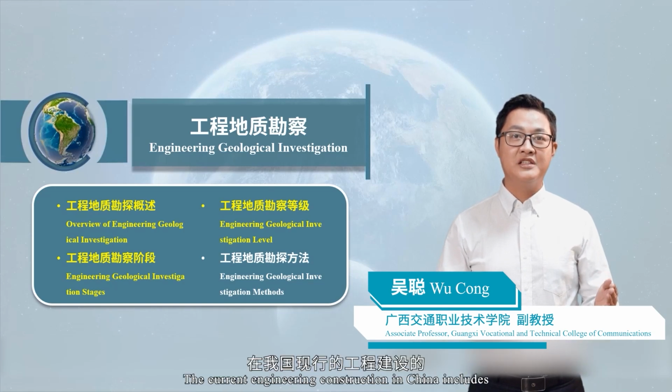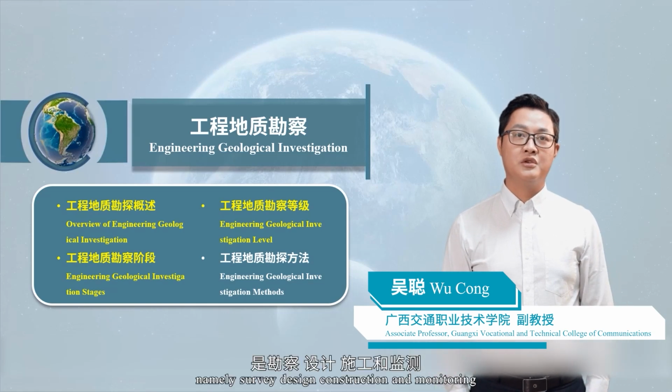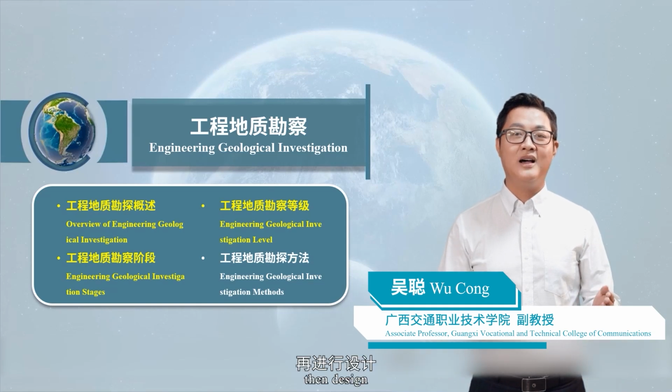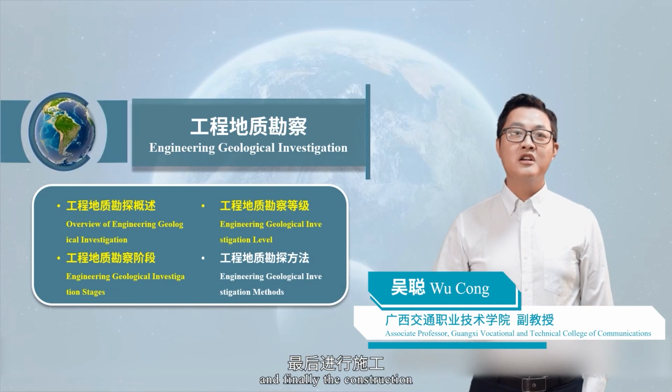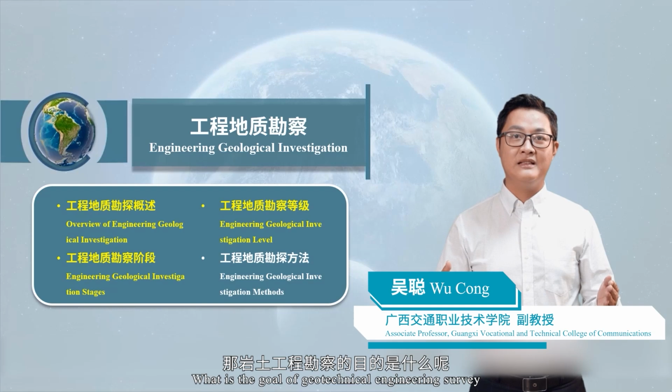The current engineering construction in China includes three main procedures, namely survey, design, construction, and monitoring. That is, conduct surveys first, then design, and finally, the construction. In other words, engineering construction survey goes first. What is the goal of geotechnical engineering survey?